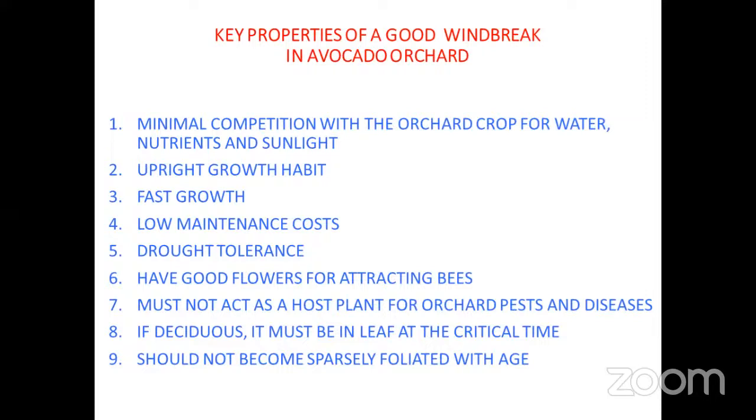And one of the shrubs to grow near a plantation is hibiscus, because they produce wonderful flowers that attract bees, because you need a high bee population to help in the pollination of the avocados. And those trees you bring as the windbreak must not act as a host plant for pests and diseases. So you need to check and do some research about those trees so that all this is minimized.